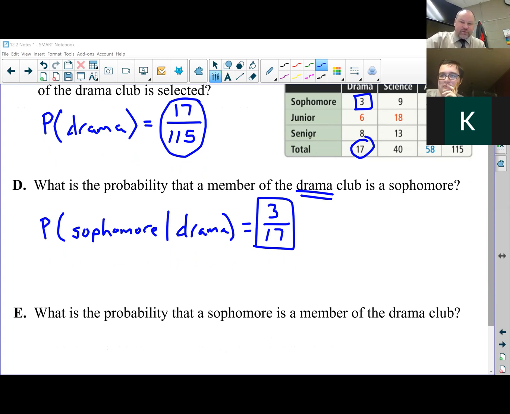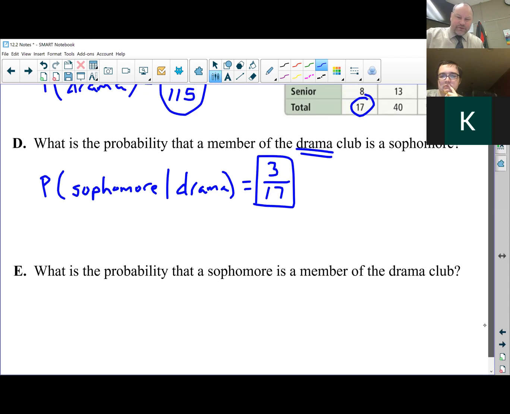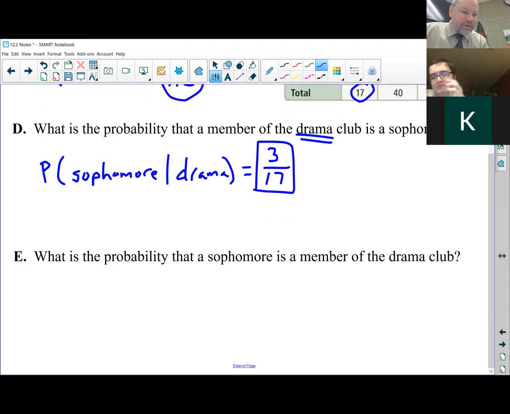All right, the last one here for this data. What is the probability that a sophomore is a member of the drama club? So there's a little bit different. Here we're going to find the probability that someone is in the drama club given that they are a sophomore.